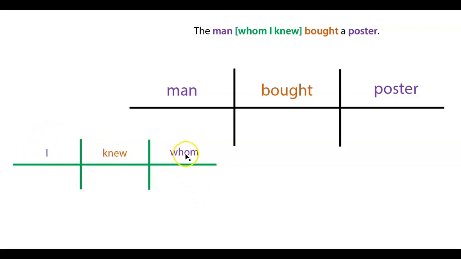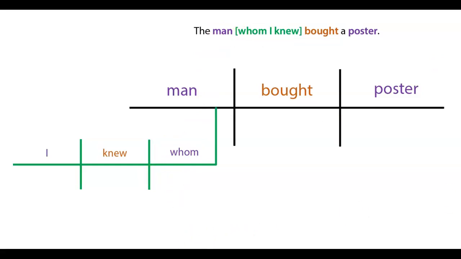Now it turns out the word whom is always going to be the direct object inside of the adjective clause. Not the main sentence, inside the adjective clause. And that's going to be a useful rule for us to know. Okay, last but not least, we do need to find our connector line, and we know that it should connect to man, because, as you've already figured out, whom I knew modifies man. It is the man whom I knew. So we're going to put that on there.